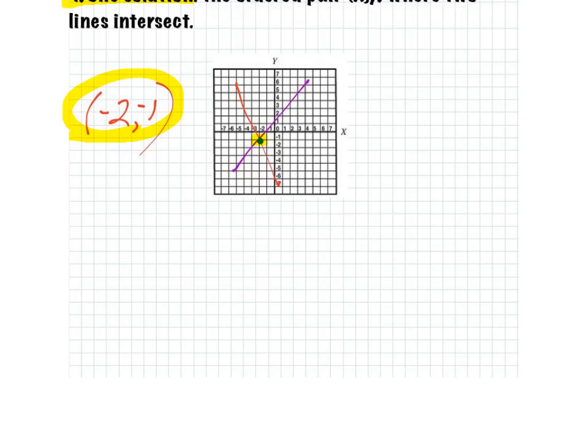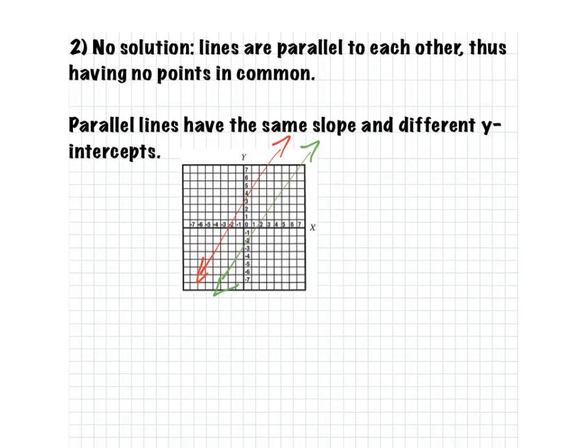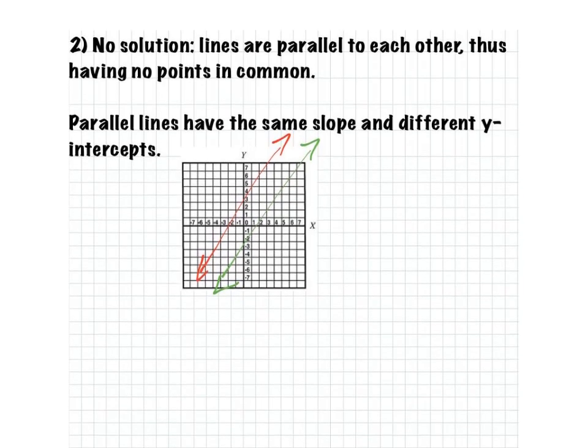Okay. Now I said three scenarios. Let's look at the second scenario. The second scenario is your no solution. It is possible that when you graph your system of equations, you will find that there is no solution to the system because the lines are parallel and they have no points in common.